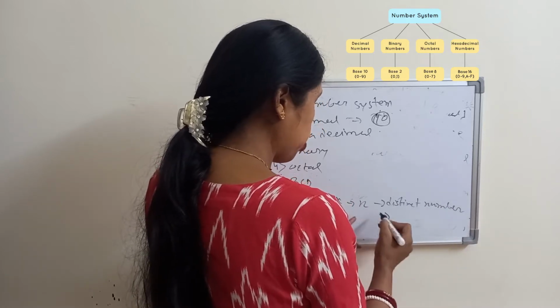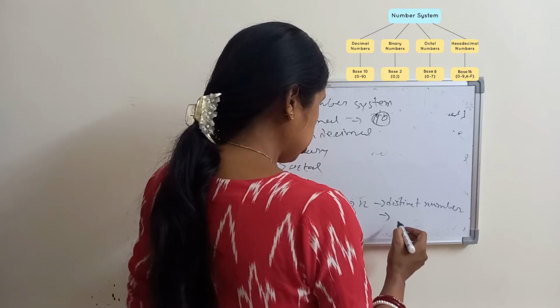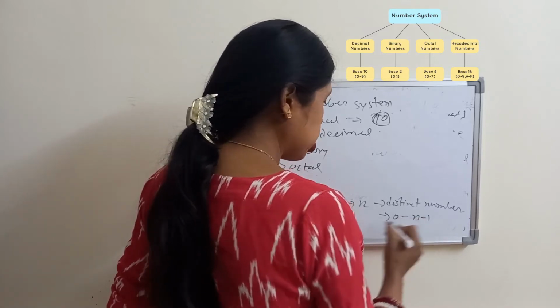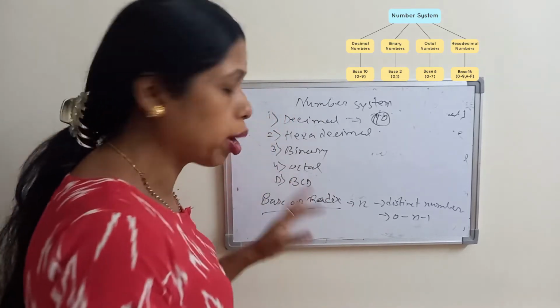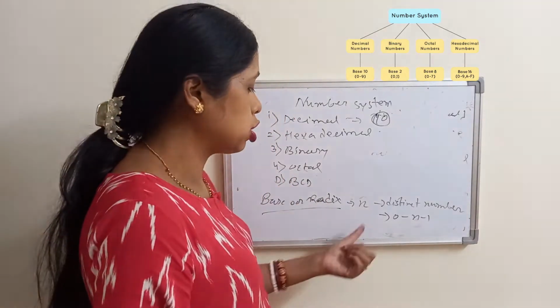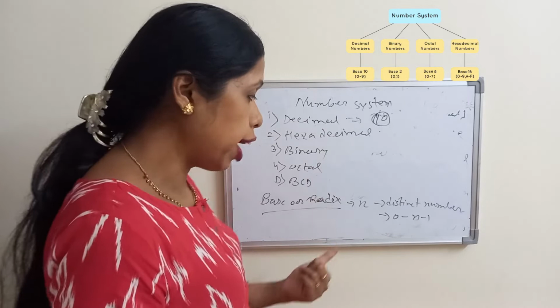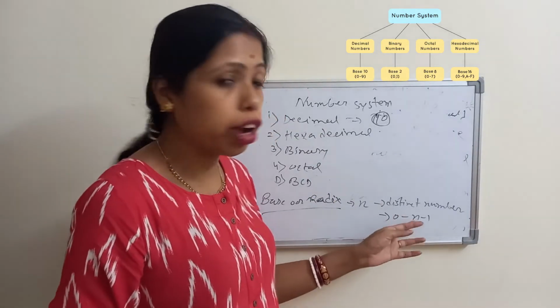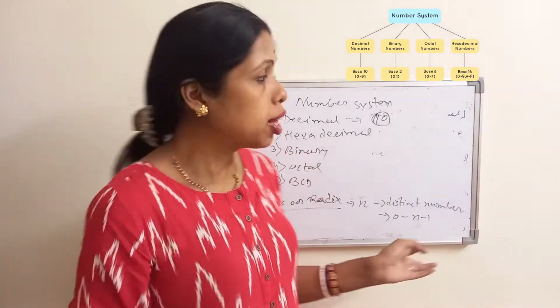Distinct numbers, how many distinct numbers are there? 0 to n minus 1 distinct numbers are there in a particular number system. In any number system, suppose n is the base. So in that number system, how many distinct numbers are there? 0 to n minus 1 distinct numbers are there.